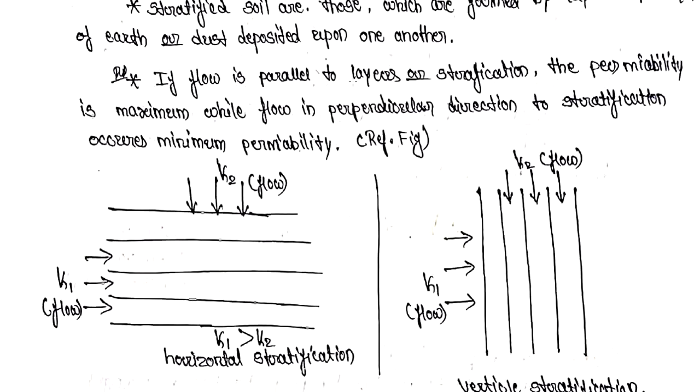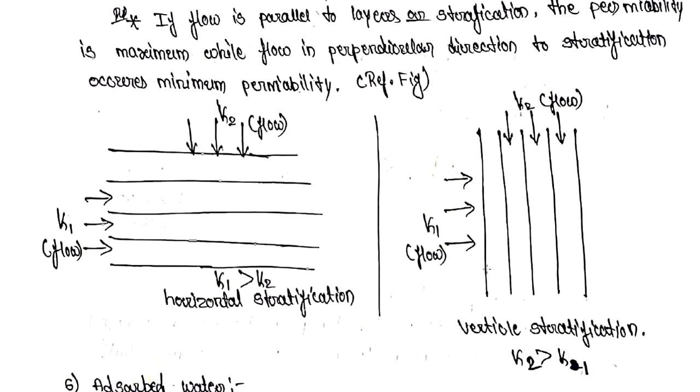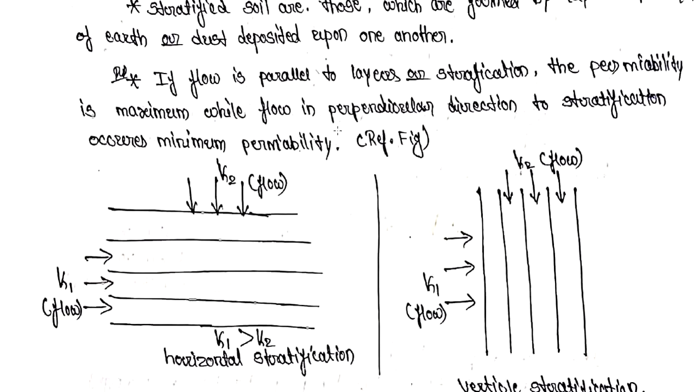If flow is parallel to layers, stratification might be in a horizontal manner or else in a vertical manner. That's what I was telling. So when the flow is parallel to stratification, you can see K1 here, also K2. Here K1 is parallel to stratification, and here K2 is parallel to stratification.